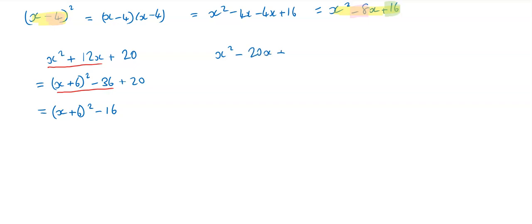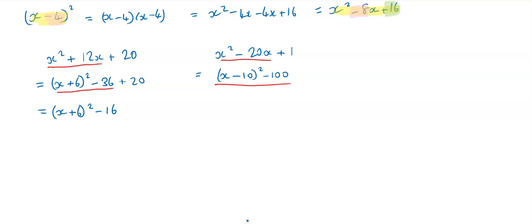x^2 - 20x + 1. Again, we're just looking at the x^2 - 20x. We know that it needs to be (x - 10) all squared. We know that if we expand that, we're going to get x^2 - 20x, and we're going to have 100 that we don't want. So we still take away that 100. So just follow the logic there.